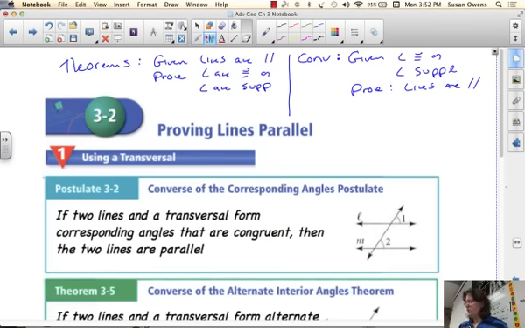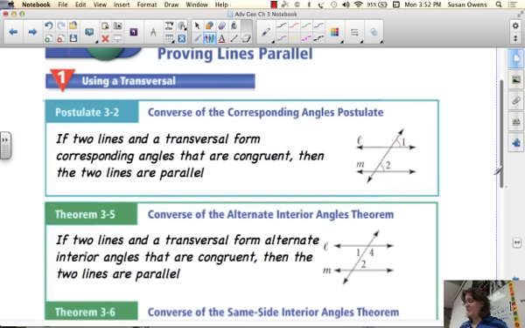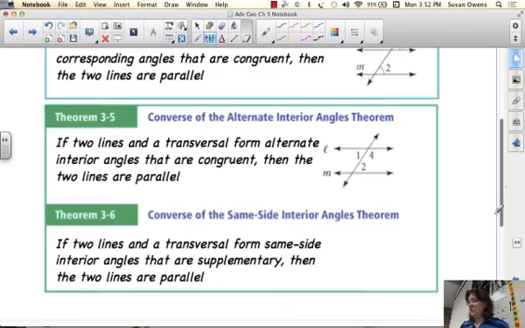Okay? So the first one says that if we have corresponding angles that are congruent, then we can say that the lines are parallel. If I give you just two lines, we don't know they're parallel, and I tell you that the angles in the corresponding position are congruent, then you can use the converse of the corresponding angles postulate to say that the lines are parallel. The second one says that if the alternate interior angles are congruent, then you can say that the lines are parallel.